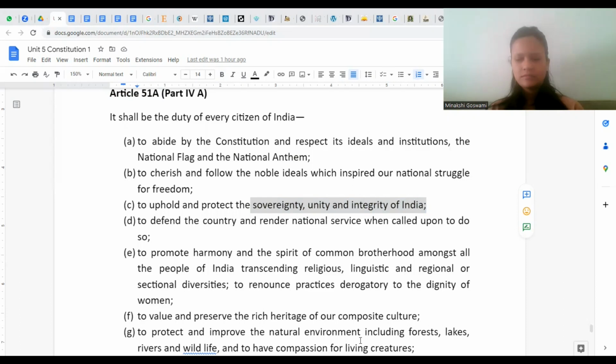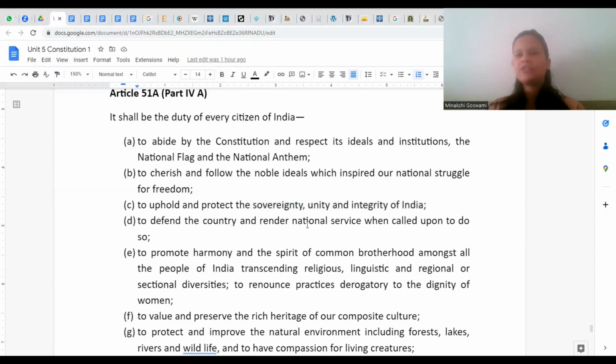Absolute means you can enjoy it in any situation, whatever comes. Is it absolute, or can there be restrictions? Yeah, in exceptional cases restrictions can be levied. Correct. In order to protect sovereignty, unity and integrity, fundamental rights are sometimes restricted. It's not absolute. So it's a duty on us also to protect the sovereignty, unity and integrity of India, and fundamental rights can be restricted on these grounds sometimes.